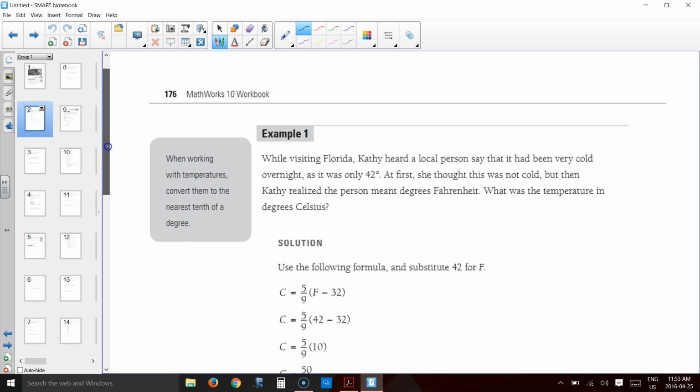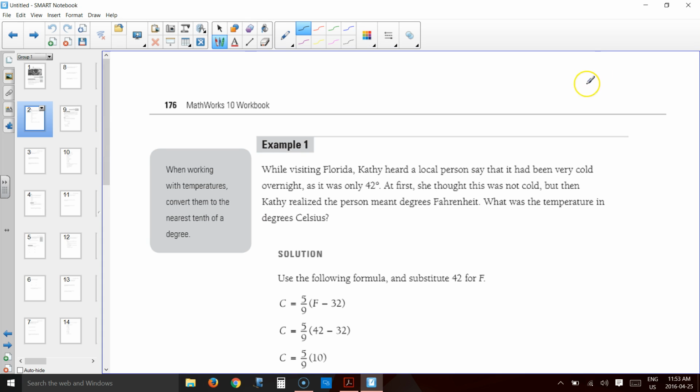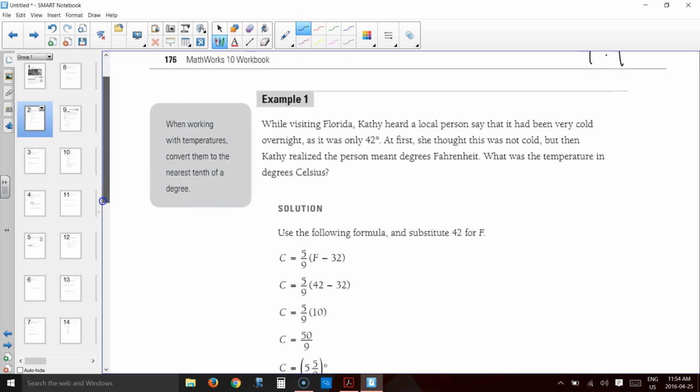And this is page 176. This is 4.1. All right. So example 1 on page 176 in 4.1. While visiting Florida, Kathy heard a local person say that it has been very cold overnight and was only 42 degrees. At first, she thought, well, that's not cold, but then Kathy realized the person meant in degrees Fahrenheit. What was the temperature in degrees Celsius? So there's a formula provided here, okay?